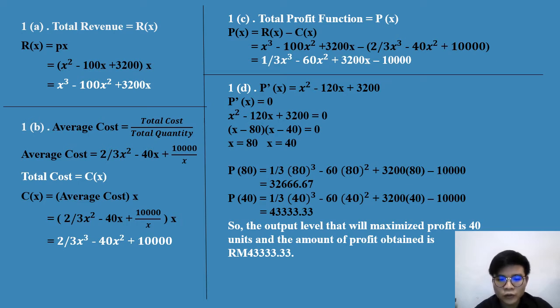32666.67 and 43333.33. So we can conclude that the output level that will maximize profit is 40 units and the amount of profit obtained is 43,333.33.